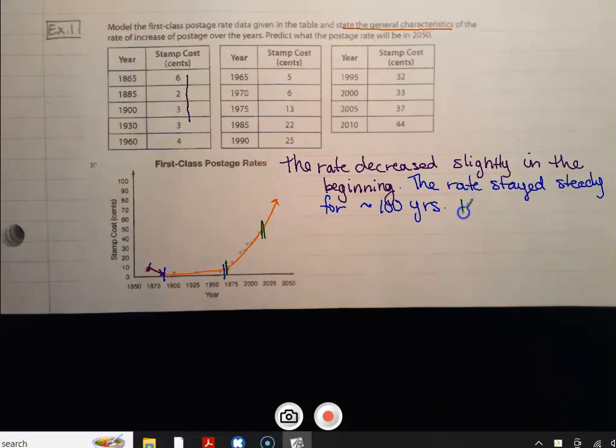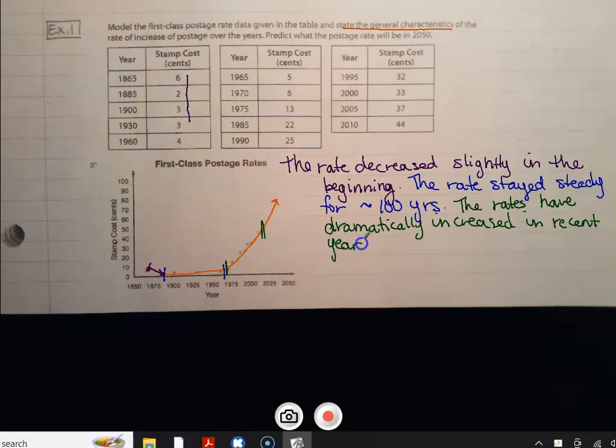All right, so we could say the rates have, let's go with dramatically, dramatically increased in recent years. Okay, that takes care of the whole graph there.